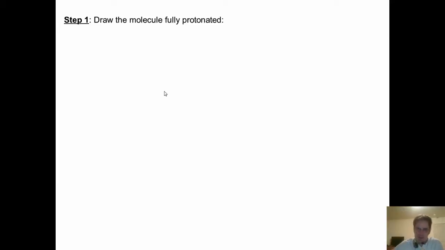Alright, let's do another one. Remember my steps. Step 1: Draw the molecule fully protonated. Arginine's kind of a weirdo. We have to protonate this group over here that has 2 amines coming off of this carbon. One of them has a double bond. We leave, of course, our NH3 plus protonated and our OH protonated as well.